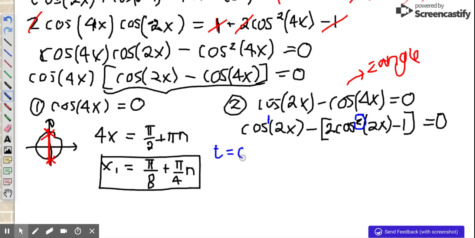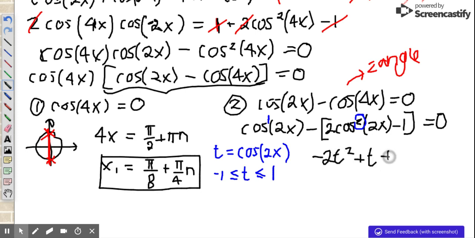I'm going to set t to be equal to cos of 2x. And since cosine can only really go between minus 1 and 1, I'm going to write this down to make sure that I reject any solution that doesn't make sense given the context of the problem. Then substituting, I'm going to put the square first, so minus 2t squared plus t plus 1, because the two minuses become a positive, equals 0. I do not like having a negative in front here, so I'm just going to quickly divide by minus 1. So 2t squared minus t minus 1 is equal to 0.